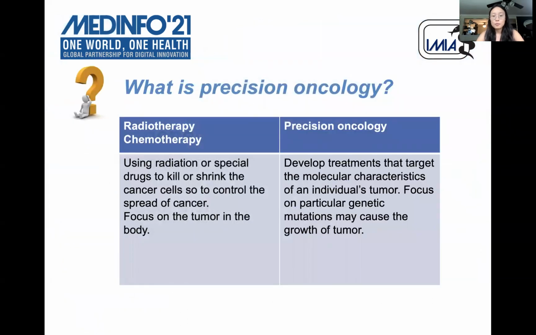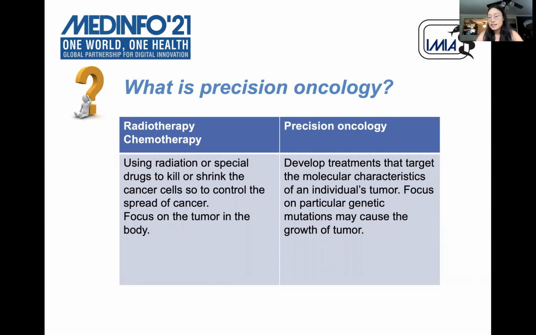First of all, what is precision oncology? Different from traditional cancer treatments such as radiotherapy and chemotherapy, whose main target is the tumor in the body, meaning they use radiation or special drugs to kill or shrink the tumor, precision oncology is to develop treatments that target the molecular characteristics of the tumor. It focuses on particular genetic mutations that may cause the growth of the tumor.